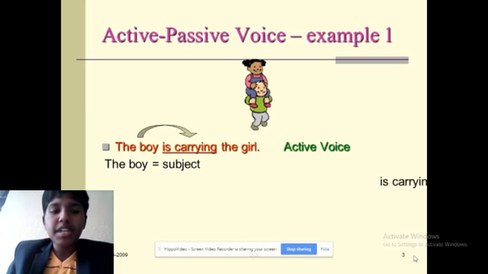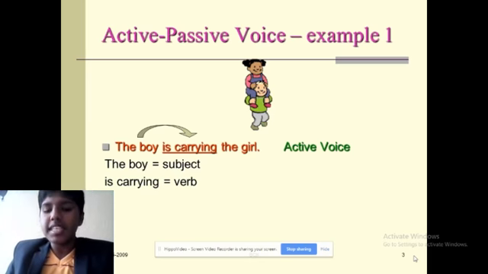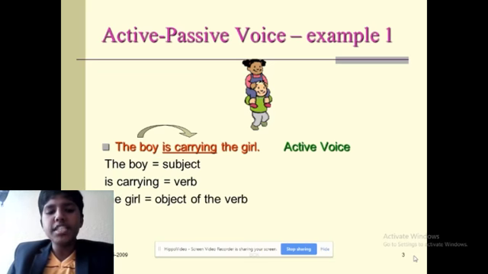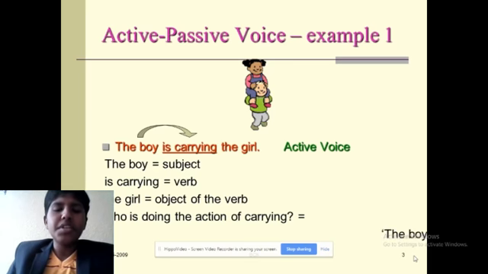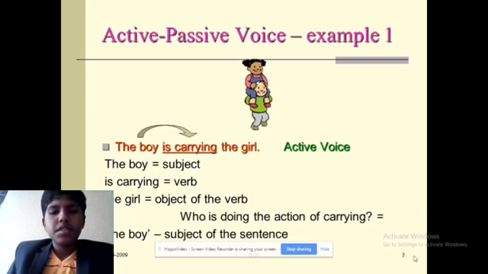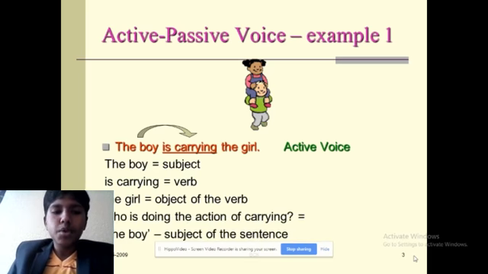The boy is the subject, and is carrying. I have already said that the boy is the one performing the action, and the word describing the action is the verb. So in this case, is carrying is the verb, and the object on whom the action is being performed is the girl. So the girl is the object of the verb. And who is doing the action of carrying? The boy. So he's the subject.